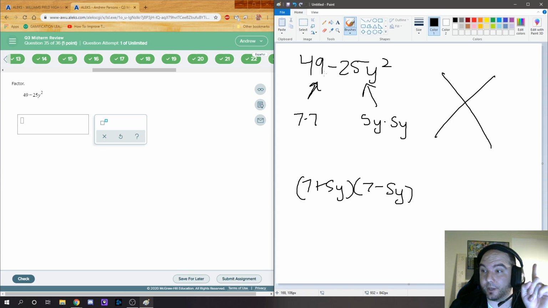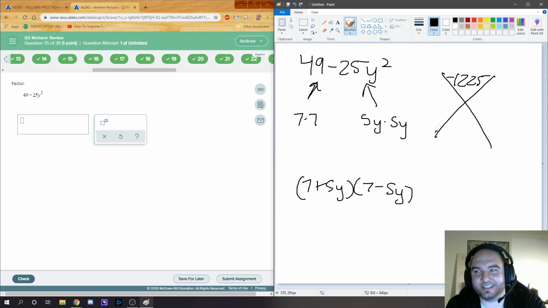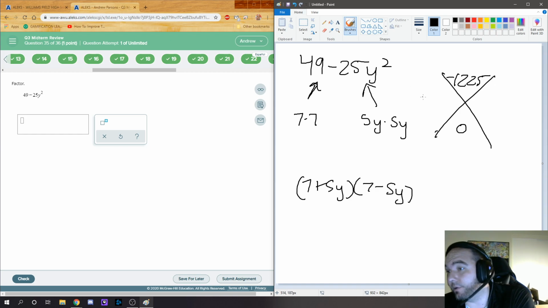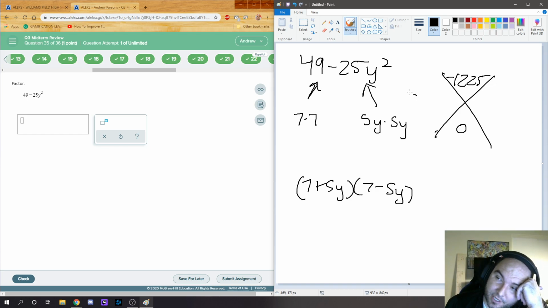Math. Hold on. 100, 1250. Okay, 1225. That's what you get on top. That's such a dumb number. And on the bottom is 0 because there's no middle term, so the middle term is 0. So you can ask yourself, what multiplies to make 1225 and adds up to 0? The answer to that question is positive 35 and negative 35.